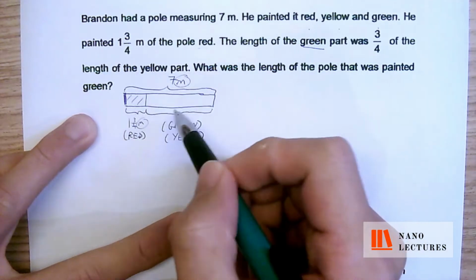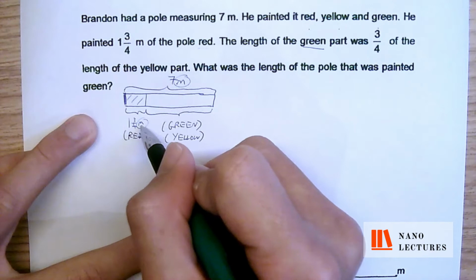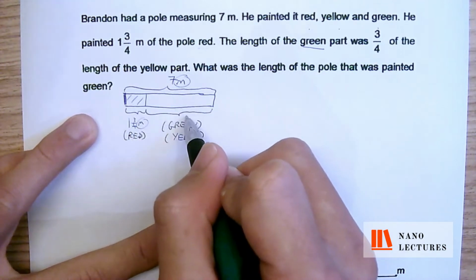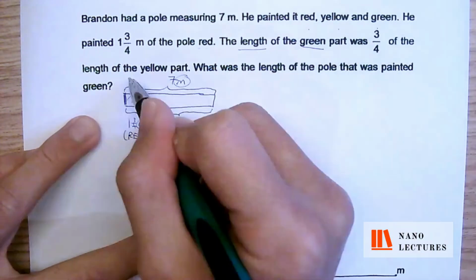If not, just go back to the cookie analogy. Total 7 cookies. 1 3/4 of the cookies are red color cookies. Help them to visualize it. Now then we move forward. They told us that the length of the green part was 3/4 of the length of the yellow part.